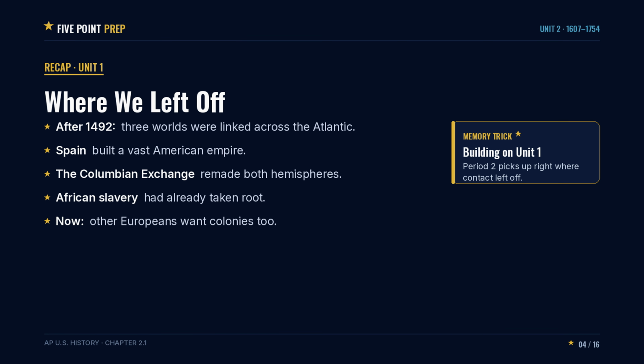Quick bridge from Unit 1, because Period 2 builds directly on it. After 1492, 3 worlds were linked across the Atlantic. Spain had built a vast American empire on conquest, coerced labor, and silver. The Columbian Exchange had remade both hemispheres, and race-based African slavery had already taken root in the Spanish and Portuguese colonies. Now, in Period 2, other European powers, France, the Dutch, and especially England, decide they want permanent colonies of their own. The race for North America is on.